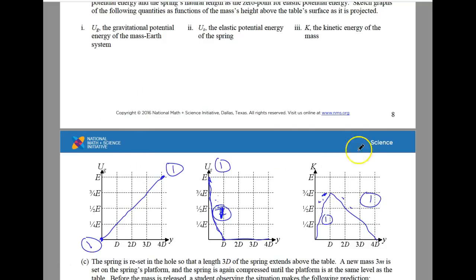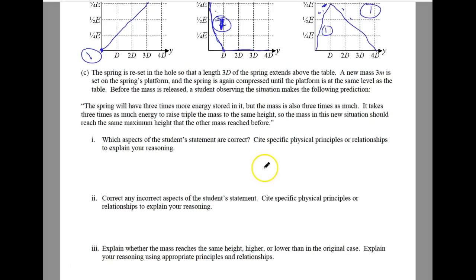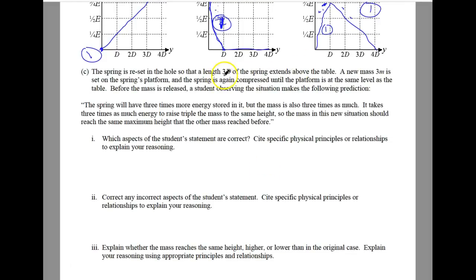Let's go ahead and go to the next part, because it is the next 4 points. So the spring is reset so that the length 3D of the spring extends above the table. Okay, a new mass is set on the spring's platform, and the spring again is compressed till the platform is at the same level. So before the mass is released, the student makes the following prediction. It says the spring will have 3 times more energy, but the mass is 3 times as much. It should take 3 times as much energy to raise triple the mass, so the mass in the new situation should reach the maximum height that the other mass reached before.